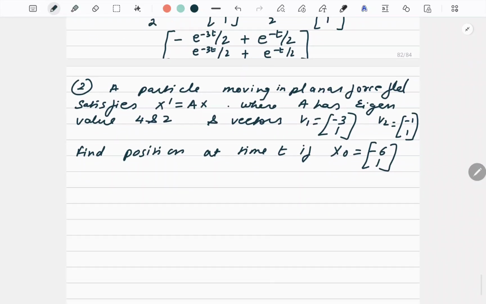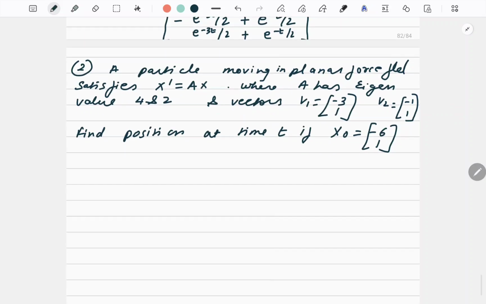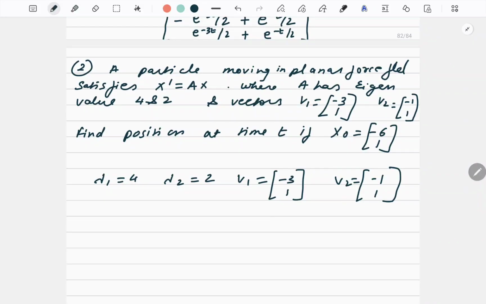Let's move to the next question. Now see, a particle moving in a planar force field follows this. A has eigenvalues. Okay, so my first thing, lambda 1 is equal to 4, lambda 2 is equal to 2, V1 is equal to minus 3, 1, and V2 is equal to minus 1, 1. Correct? Find the position at time t if x0 is this.